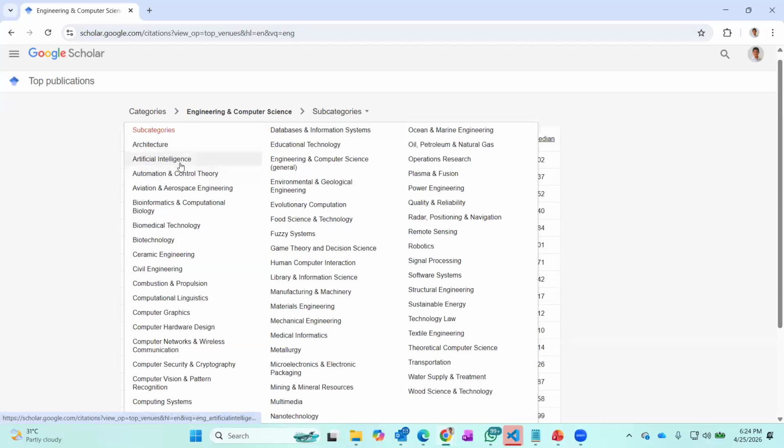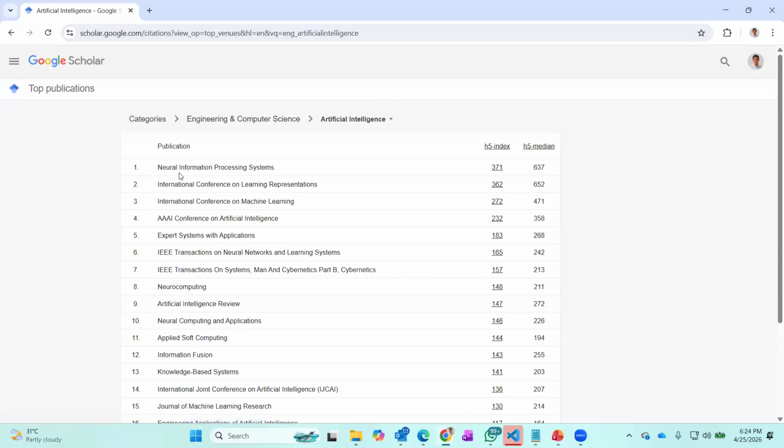If you go to artificial intelligence, you can see Neural Information Processing Systems is the number one ranked conference. International Conference on Learning Representations is the second highest forum. It's a conference.